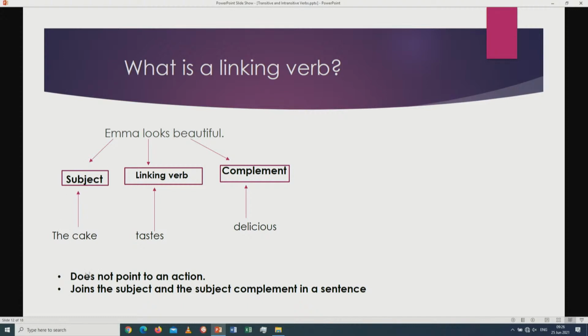But now let's look. We said the verb does not point to an action, right? So looks doesn't mean she's jumping or she's singing, or it's not an action that's being carried out here. So it becomes a linking verb. If we say the cake tastes delicious, the cake is a subject, the linking verb is tastes, and then the complement is delicious. Right, so the linking verbs are only in your intransitive sentences.